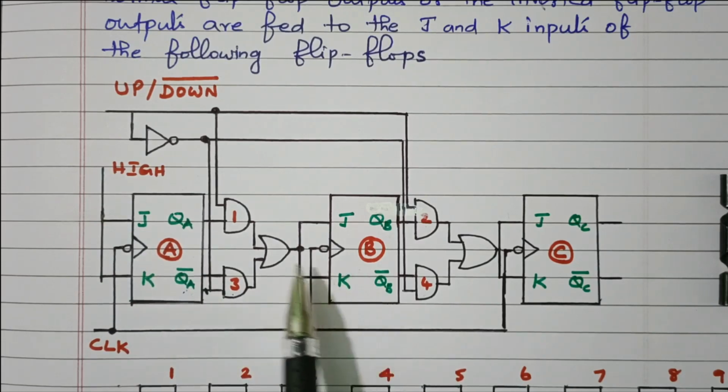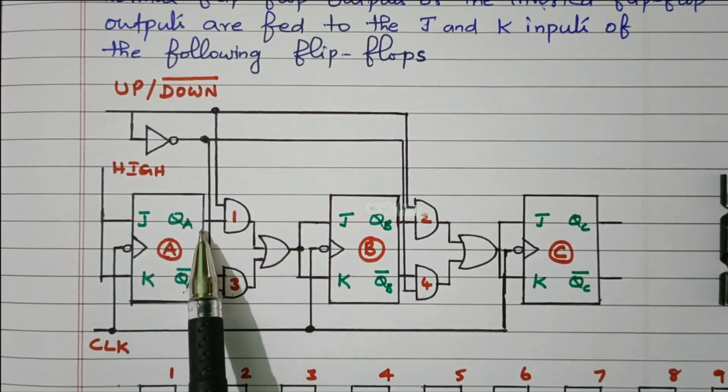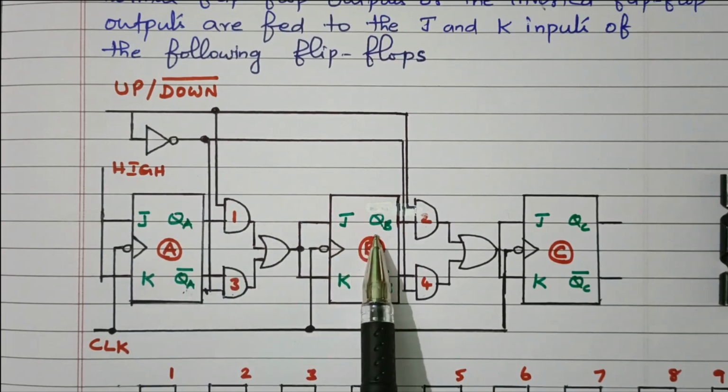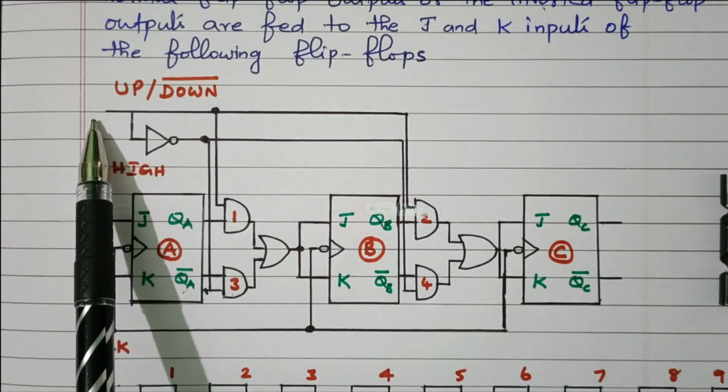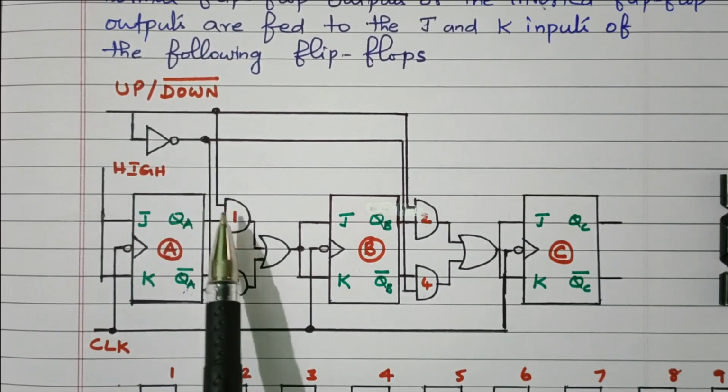But the second flip-flop QB is connected through the AND gate. So if QA is 0, no change. If QA is 1, the output QB will toggle. Similarly, if the control input is 0, then 0 is applied to the AND gate 1.